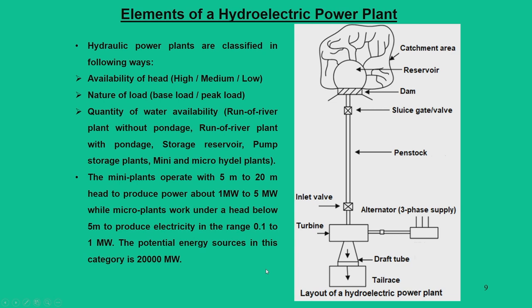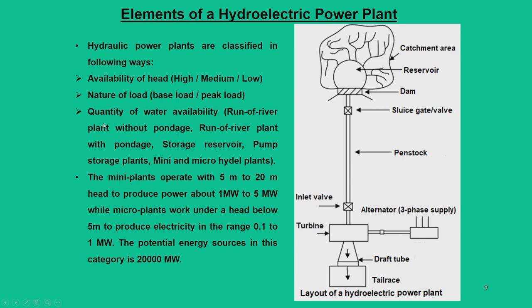Now, let us see how hydropower plants can be classified. The classifications are normally done based on the availability of head. One can think of high head, medium head and low head. And this can also be linked to the quantity of water available, high discharge, low discharge or medium discharge. Accordingly, we can think of mini or micro hydropower plants, run-of-river without pondage, with pondage, storage reservoir and so on.